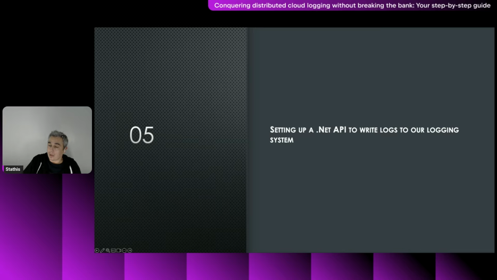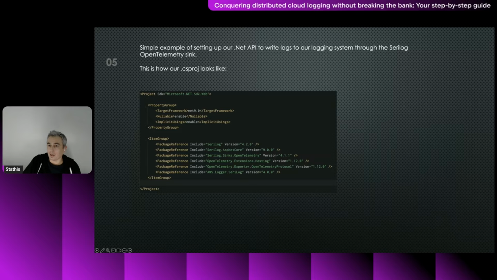And now basically it's time to put what we built to the test and see the end result of our effort. We'll set up a .NET API to use this logging system. We'll first update our csproj with the packages we need to write logs to our logging system through the Serilog OpenTelemetry sink. You can see the packages here.